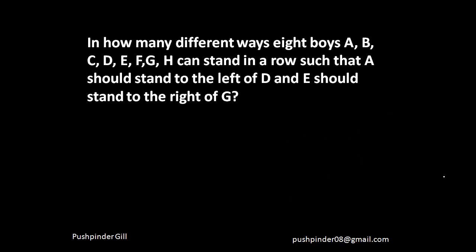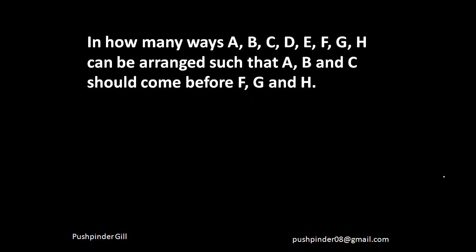In how many different ways can 8 boys A, B, C, D, E, F, G, H stand in a row such that A should stand to the left of D and E should stand to the right of G? I think we have done this question. Okay. In how many ways can A, B, C, D, E, F, G, H be arranged such that A, B, C should come before F, G, H?